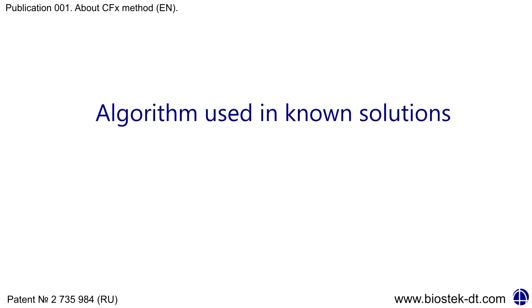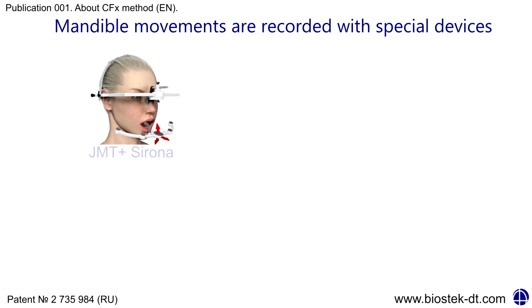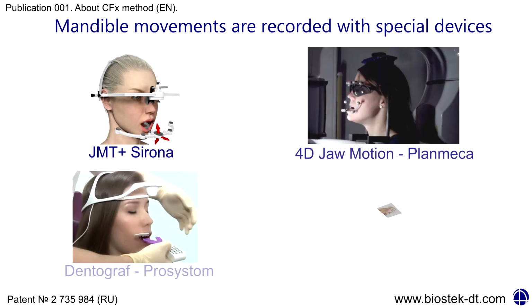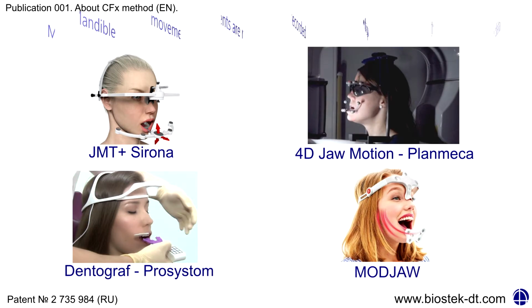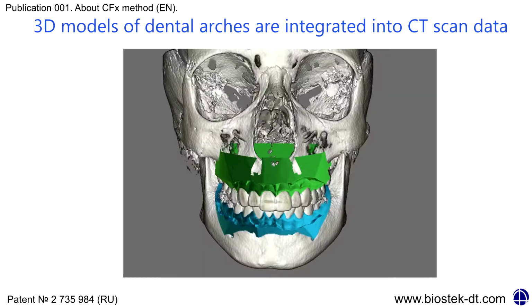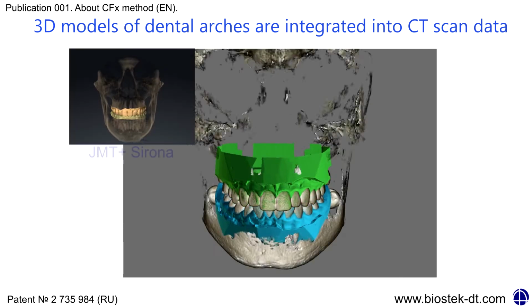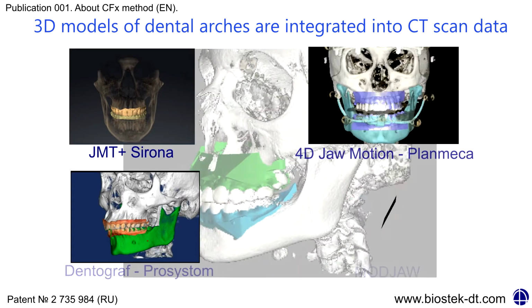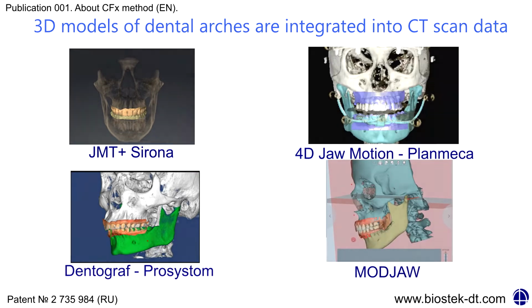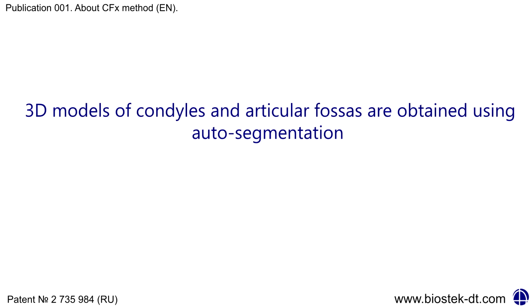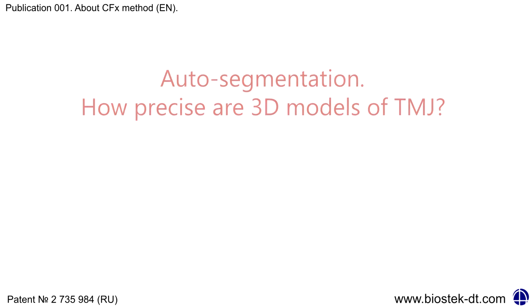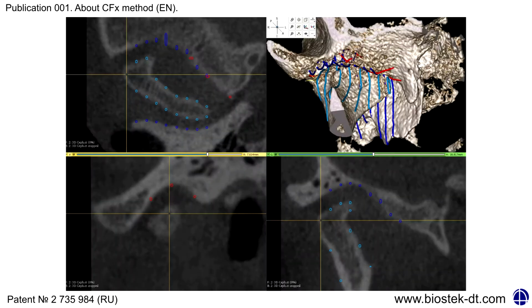Let's take a look at the algorithm used in commonly known solutions. Mandible movements are recorded with special devices. 3D models of dental arches are integrated into CT scan data. In software, 3D models of condyles in articular fossas are obtained using auto-segmentation method. So how does auto-segmentation work? How precise are 3D models of TMJ?